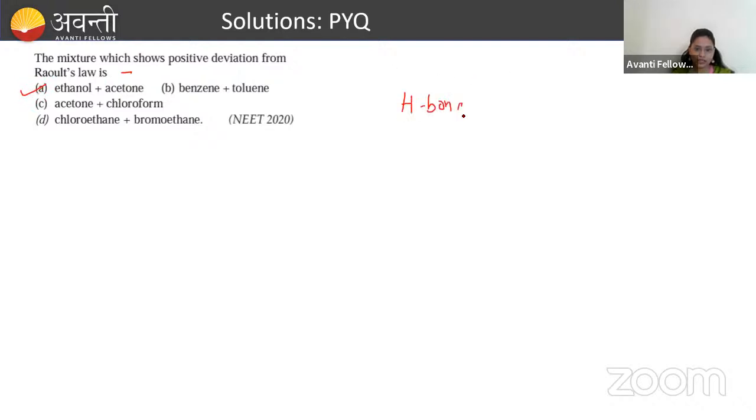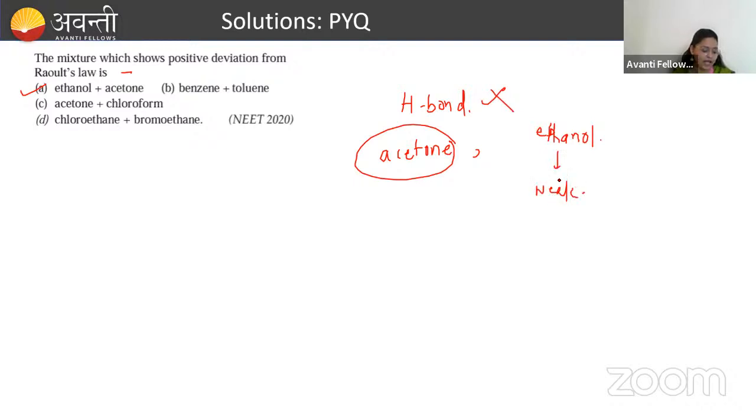You know that in ethanol, molecules are hydrogen bonded. On adding acetone, its molecules get in between the ethanol molecules, and they break some of the hydrogen bonds present there. Due to this, there is a weak interaction between the ethanol molecules, and the solution shows positive deviation.